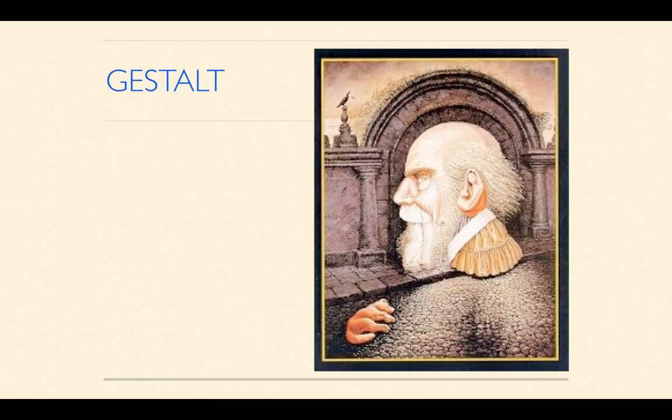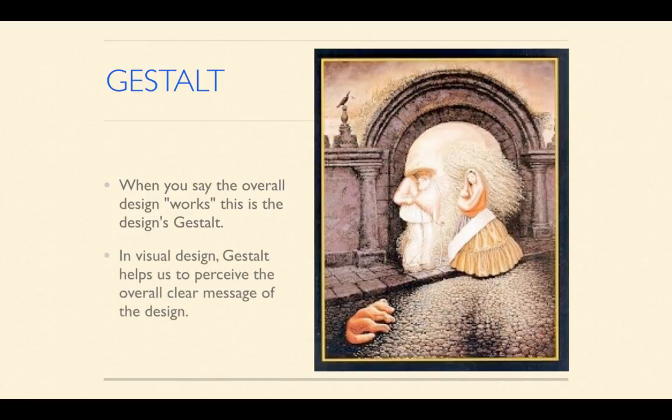The overall perception of Gestalt in a design is created through harmony, unity, balance, proportion, proximity, and all the other visual cues that we've been talking about. You can use this principle to create visual connections and relationships that clarify and strengthen the overall feel and meaning of the design. So when you say the overall design works, this is the design's Gestalt. In visual design, Gestalt helps us to perceive the overall clear message of the design.